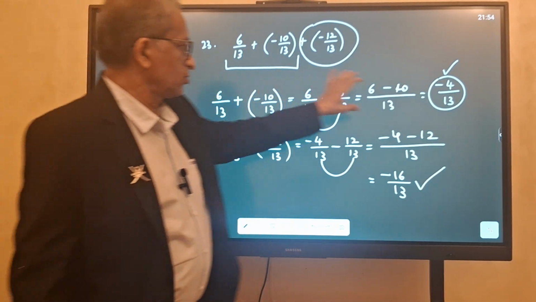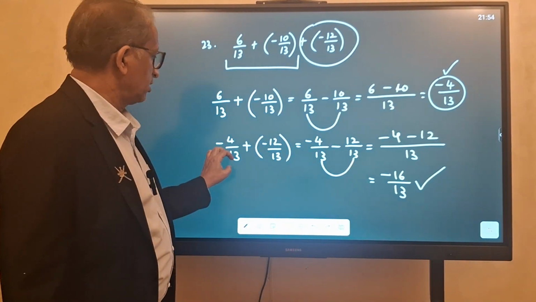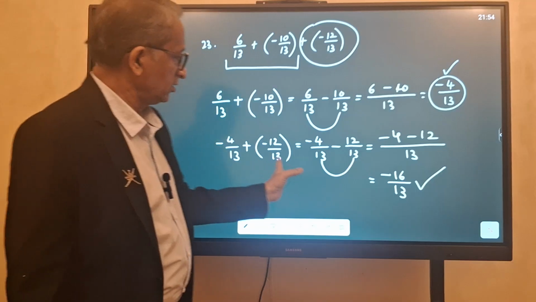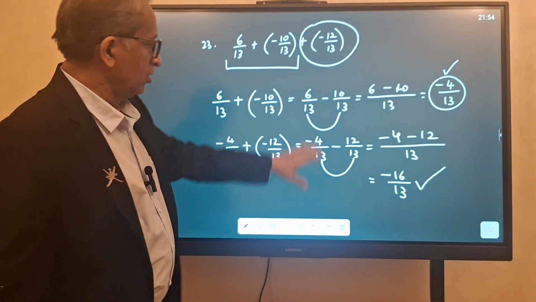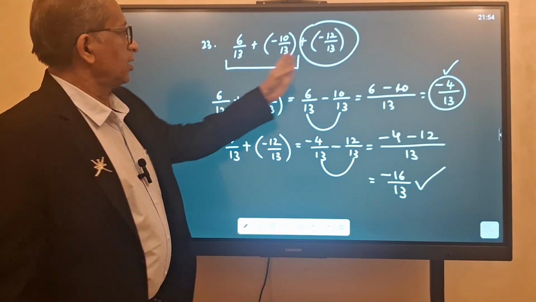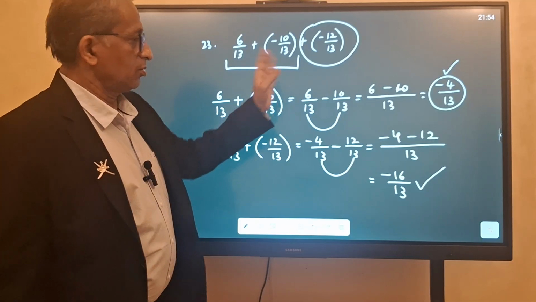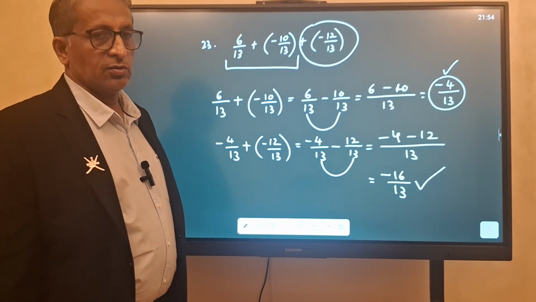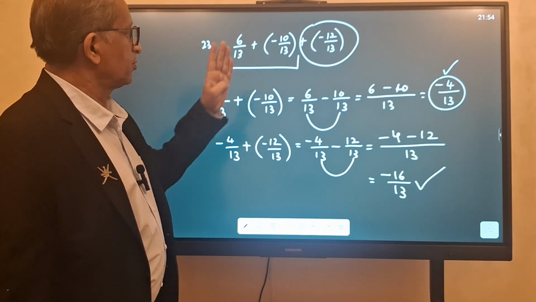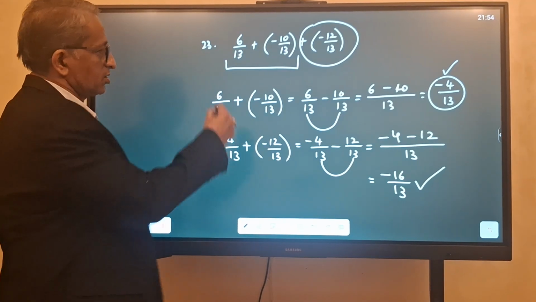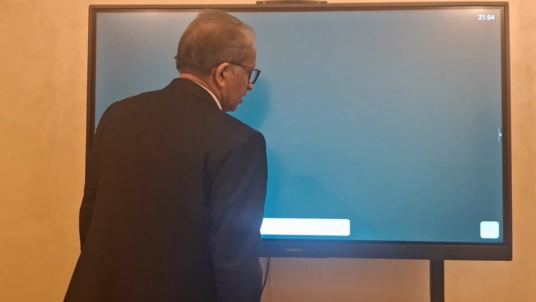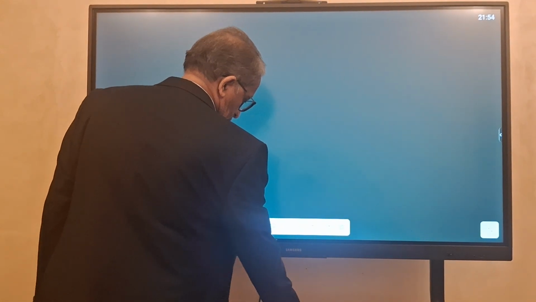So I do the first two, then I take the result of the first two, then I take the third one. This is how we do it. Or you can do it directly, but you have to be very careful when doing it directly, so there is no mistake in the sign consideration. So this is how we add and subtract two fractions.